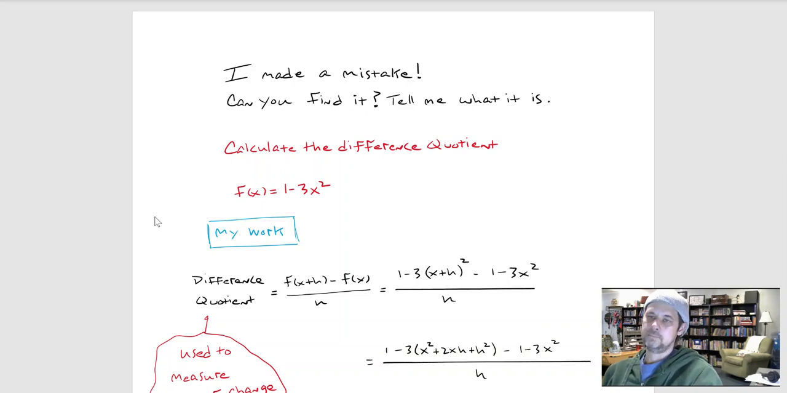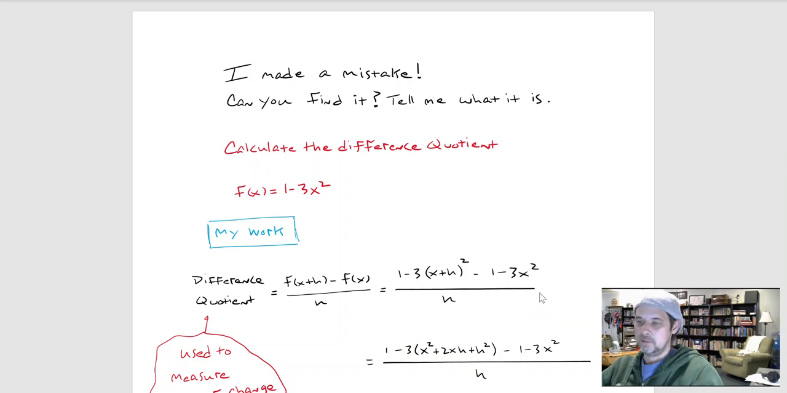Greetings, everybody. I need to respond to my initial prompt, my initial question to you about whether I made a mistake in setting up this difference quotient, and where it was. In my original prompt, I said that I want to calculate the difference quotient for this function. Here's what the difference quotient is: f of x plus h minus f of x over h. And then I set it up like that.